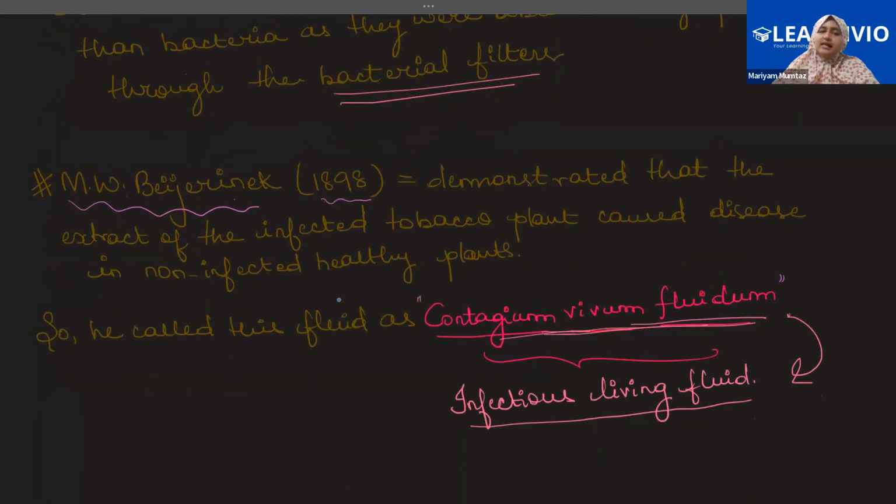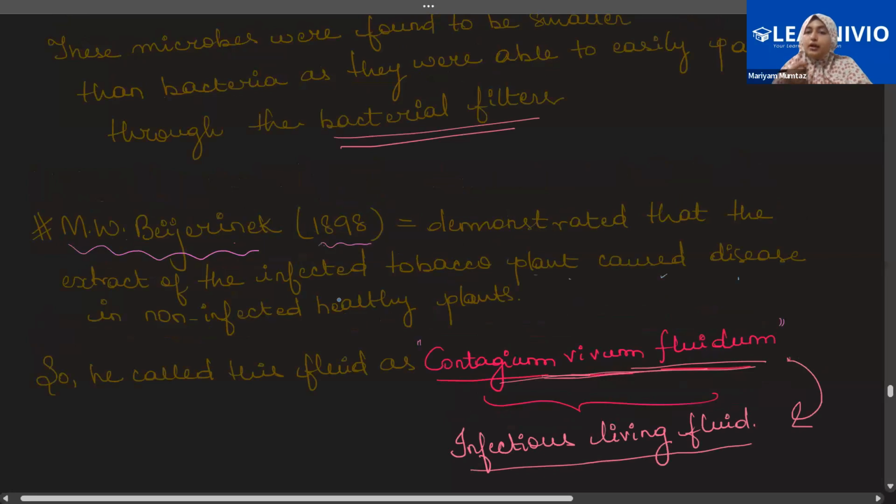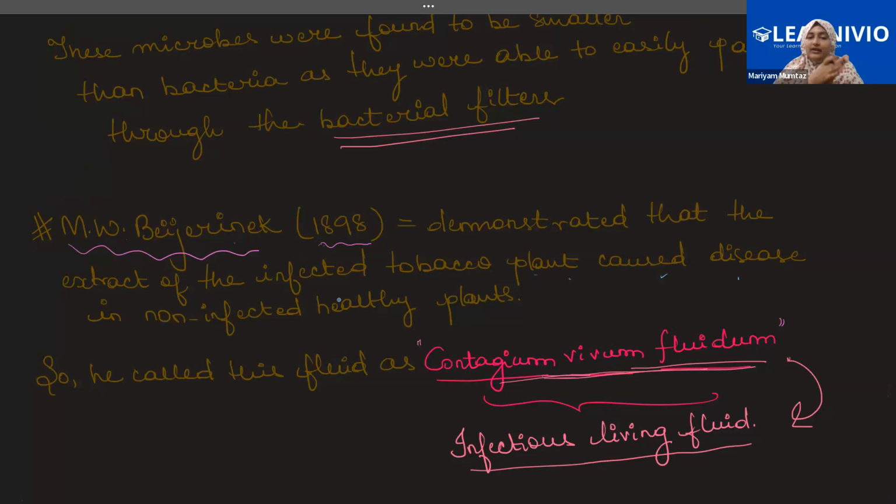Now there came another scientist whose name was M.W. Beijerinck in the year 1898. He demonstrated that the extract of the infected tobacco plant caused disease in non-infected healthy plants. So he wanted to see whether it is communicable or not. He took the extract of the diseased plant, and when he added this extract to the healthy plant, that plant also caught the disease. So it means that the viral diseases, the diseases that are caused by the viruses, are contagious.